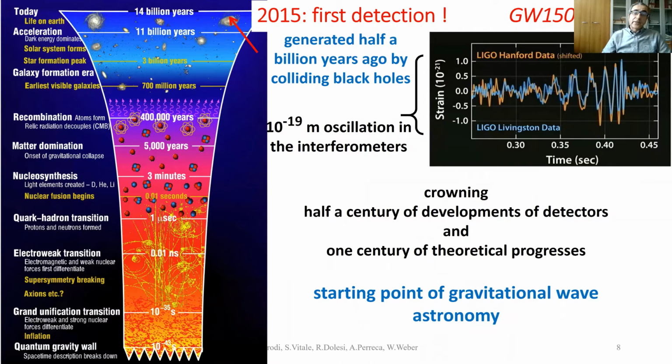In 2015, we had the first detection by terrestrial gravitational wave detectors. Some colliding black hole signal generated 500 million years ago, which produced 10 to the -19 meter oscillations in the interferometers at Earth. This was crowning half a century of developments of detectors and 1 century of theoretical progresses, and has been the starting point of gravitational wave astronomy.